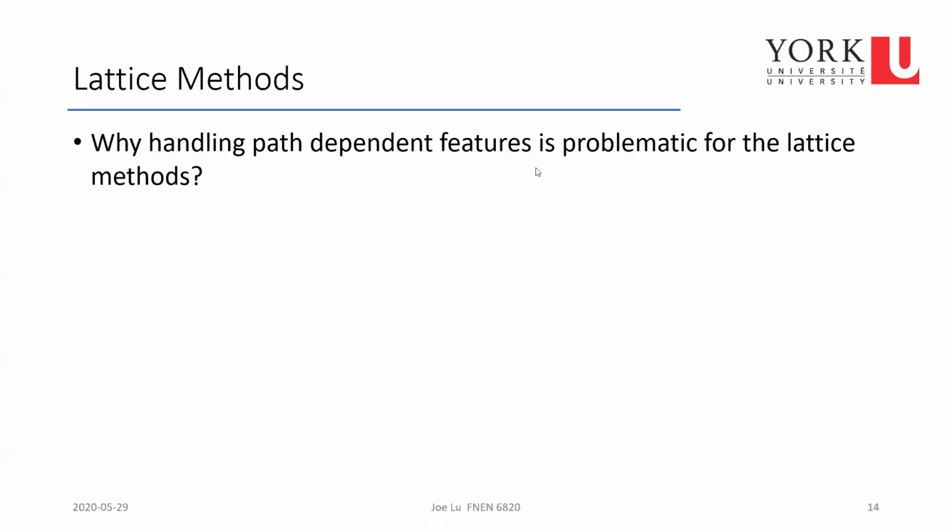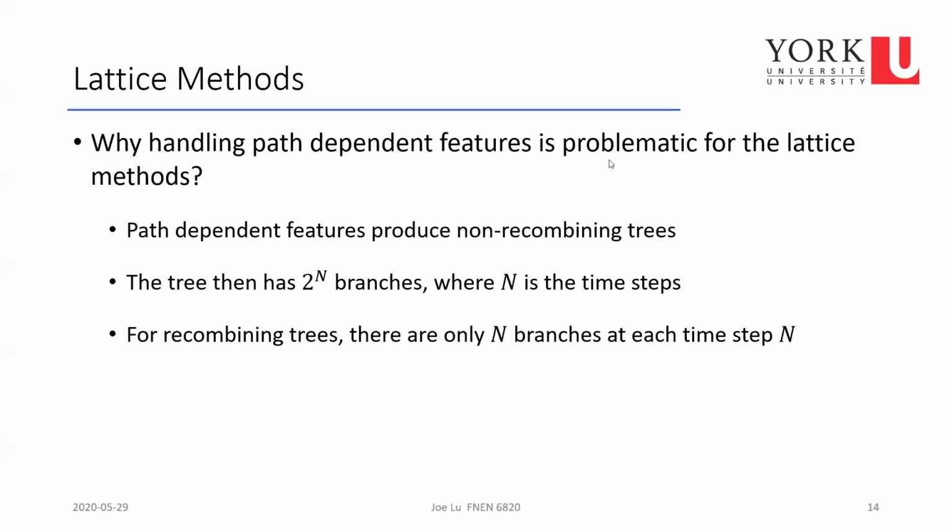So handling the path dependence features is problematic. As we mentioned earlier, I think I mentioned it quite some time ago, even in some of the previous lectures, for a binomial tree, your tree will grow to 2 to the power n branches. So that becomes exponential. It will grow exponentially. So when n is a relatively big number, then 2 to the power n is a very big number.